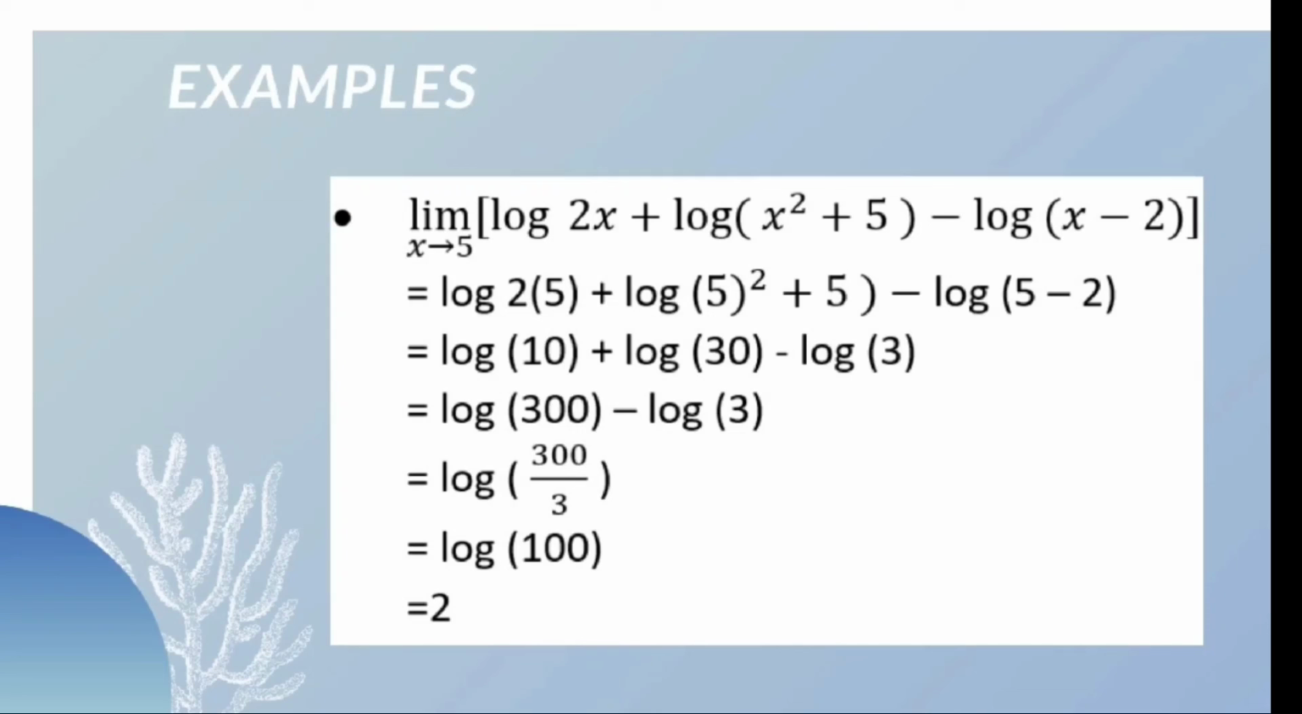The addition law means we can combine the two by multiplying their arguments. So let's multiply 10 by 30, and that will give us 300, or logarithm of 300. And then we have minus logarithm of 3. Since the two are connected with subtraction, we can apply the second law of logarithms, which is the subtraction law. We can combine the two logarithms by dividing their arguments, and that will give us 100. We know that the base here is 10. So 10 raised to 2 will give us 100.